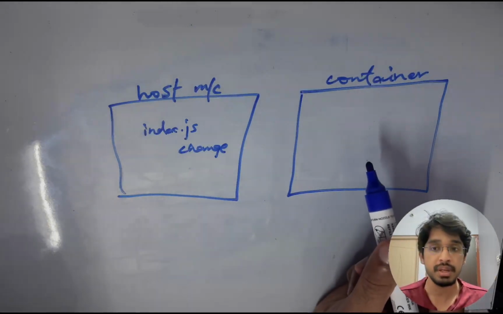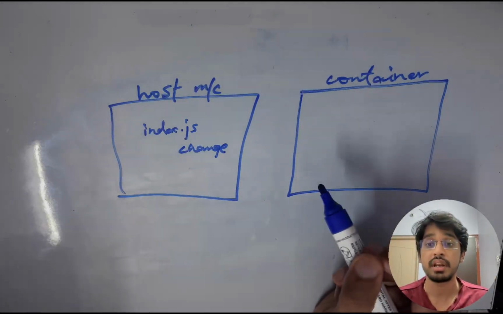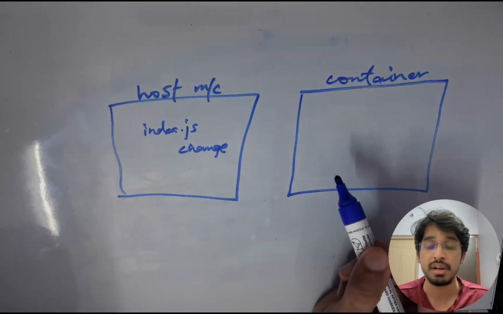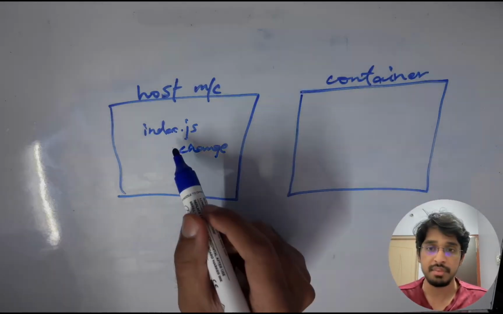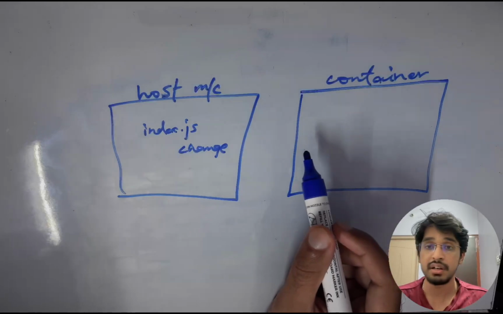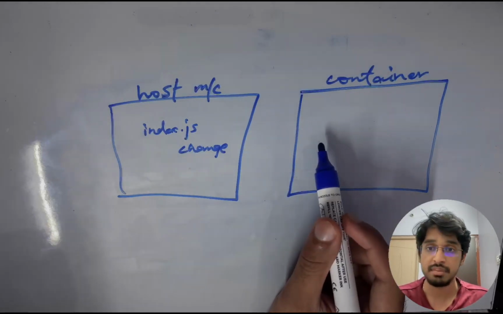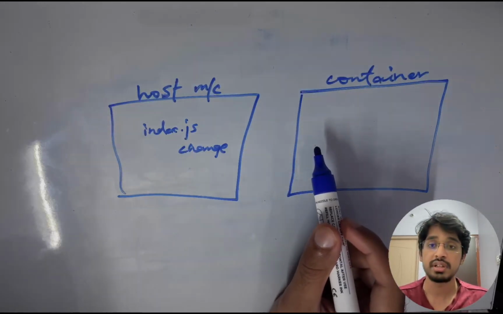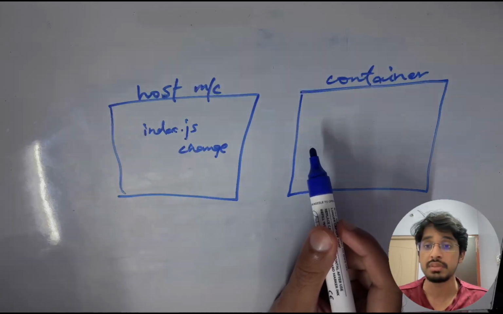If I want it to be reflected inside the container, I need to rebuild the same image. I need to do a Docker build. So this is the problem. Every single time I make a change over here, I need it to instantly reflect inside my container as well. That's where Docker has a concept called bind mounts.